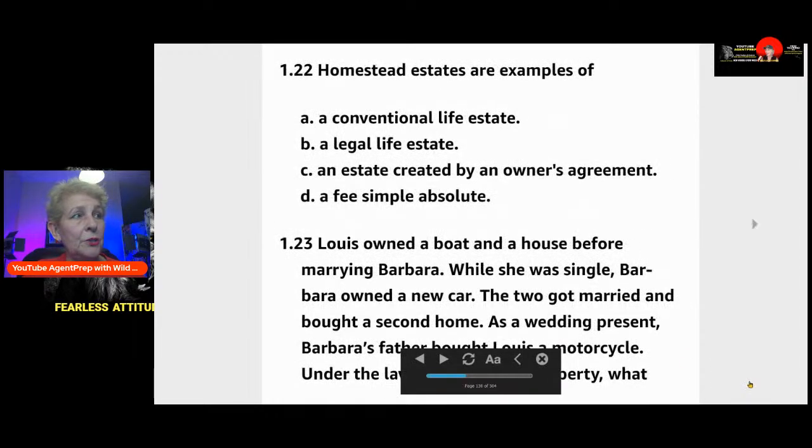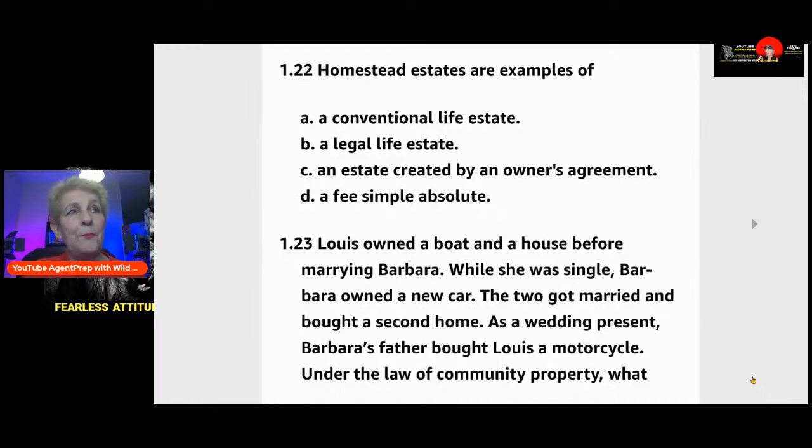All right, number 22. Homestead estates are examples of what kind of interest in real estate? A, a conventional life estate, B, a legal life estate, C, an estate created by an owner's agreement, or D, a fee simple absolute. So something that becomes legally automatic. Okay, so that's the difference between a conventional life estate and a legal life estate.